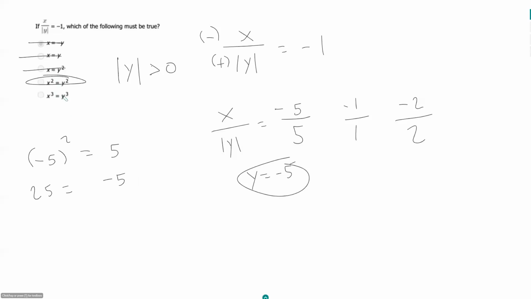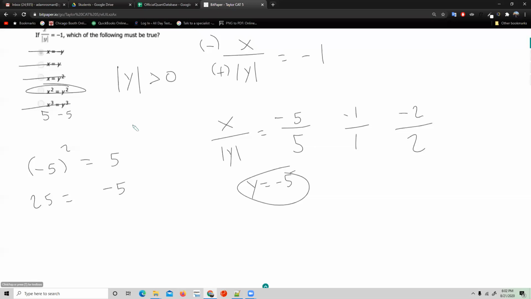And then here, this doesn't work because when you raise something to an odd exponent, an integer to an odd exponent, it's going to retain the sign of its base. So if x is equal to 5 and y is equal to -5, x cubed will be 125, while y cubed will be -125. So that doesn't work. D is the answer.